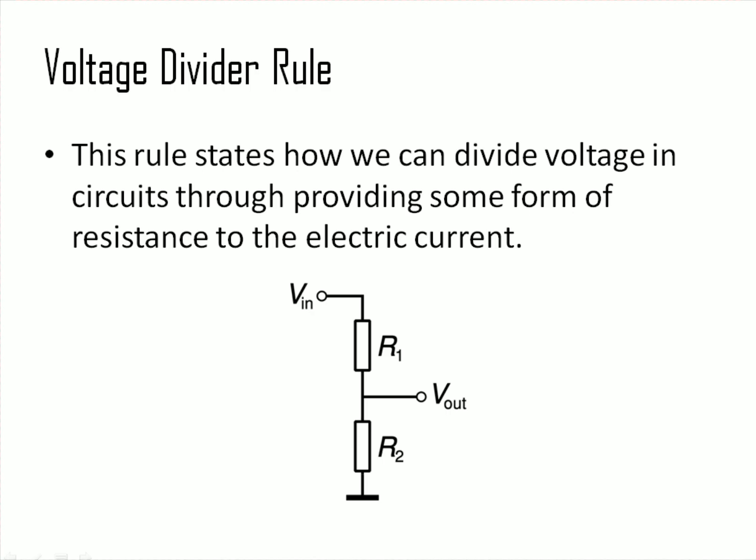Now, voltage divider rule. This is just a basic introduction here. The voltage divider rule basically states how we can divide voltage in circuits, by providing some form of resistance to the electric current. Imagine you have a voltage source here and you have two resistors, right? You pass some current through it, and there would be a voltage drop here and a voltage drop here. Whenever you have these resistors, the voltage is divided between them, and then you can get some voltage out as well. So that's why we call it a voltage divider.